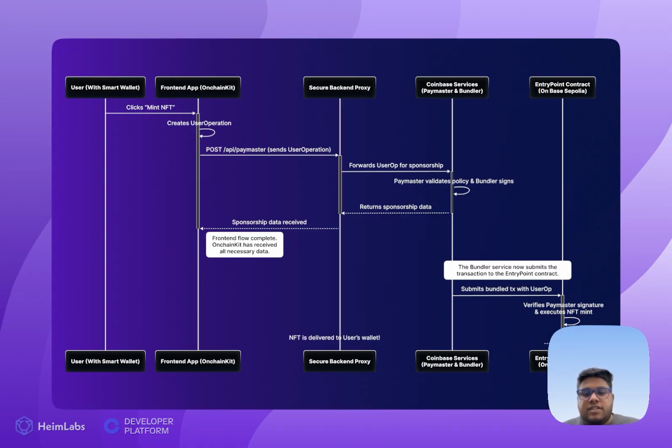Once that is done, the NFT is delivered to the user wallet, and the front-end flow is complete. OnchainKit has received all the necessary data. This flow is as simple as that. This is an elegant flow which abstracts away all the complexities, and users can be onboarded with a smooth user experience.